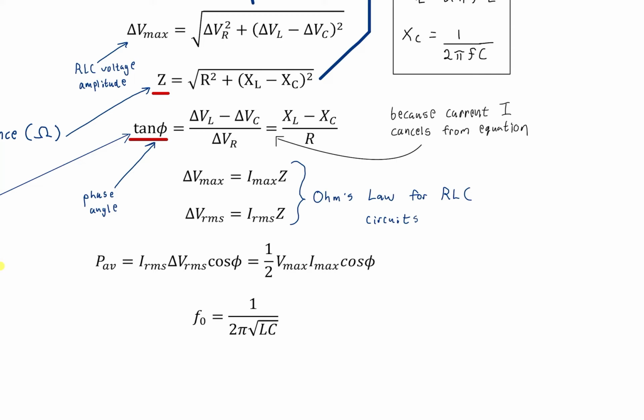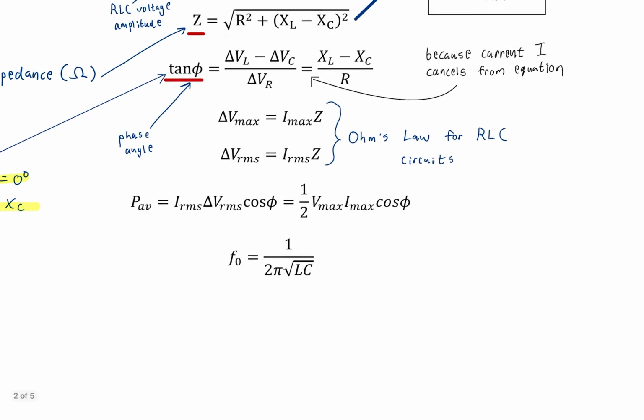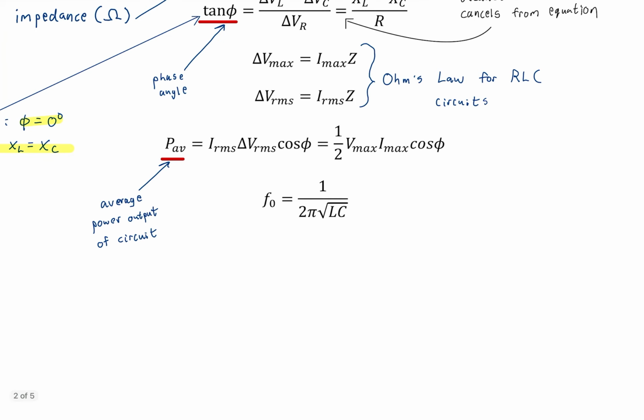All right, now the average power. This is the average power output of the circuit for our RLC circuit, so we can express it in terms of the root mean square voltage. Basically, this would be just traditional power, right? Power is just I times V. But here we have the power factor, because depending on the phase angle, we either get less or more average power. And then we could also rewrite this as 1/2 times the maximum voltage and maximum current.